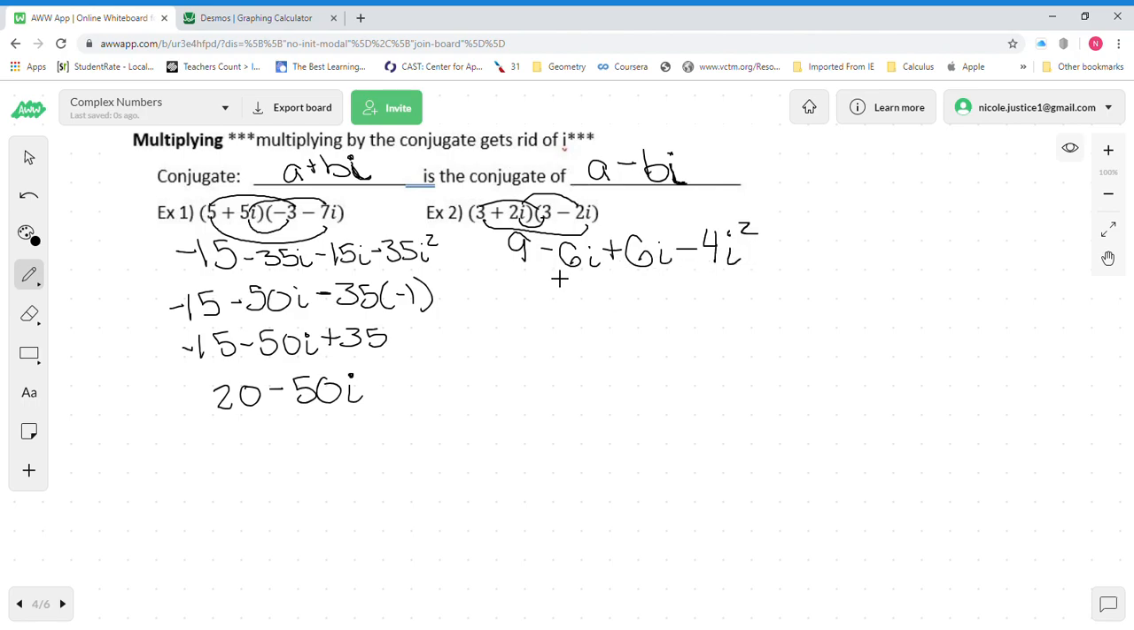And if you notice, these two terms in the middle are going to cancel out. So you get 9 minus 4, and then i squared is really just negative 1. So you have 9 plus 4, which is just 13. So this fact is really important for when we're simplifying our imaginary numbers. And if you notice up here, I had put multiplying by the conjugate gets rid of i. So every time you multiply by the conjugate, you should get rid of your i.